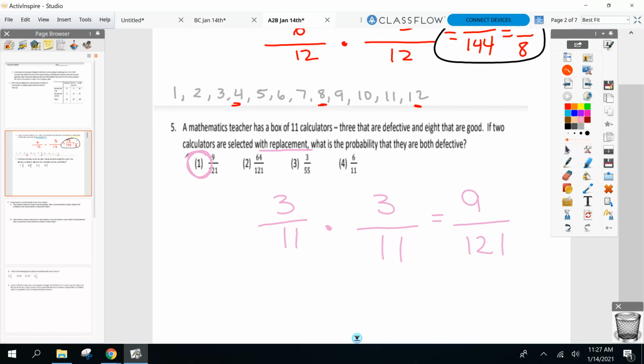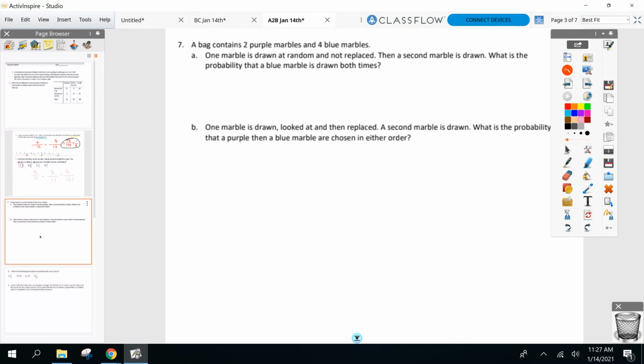Any issues here with replacement? Because now I'm going to change the directions on you when we go to number 7. 7A. We're not going to do 7B, by the way. 7B's out. That's way too much for what I need you guys to do. 7B's out. 7A, though, absolutely fair game. All right, everyone got it?